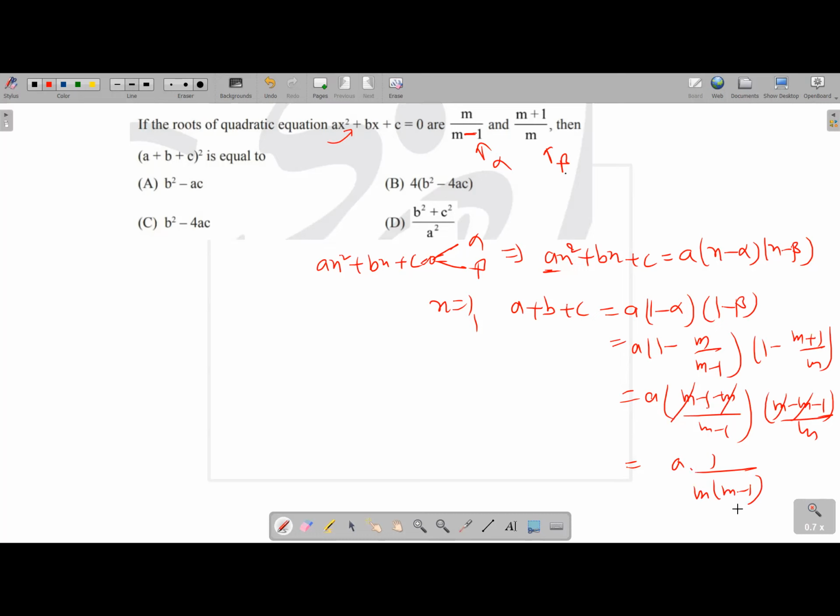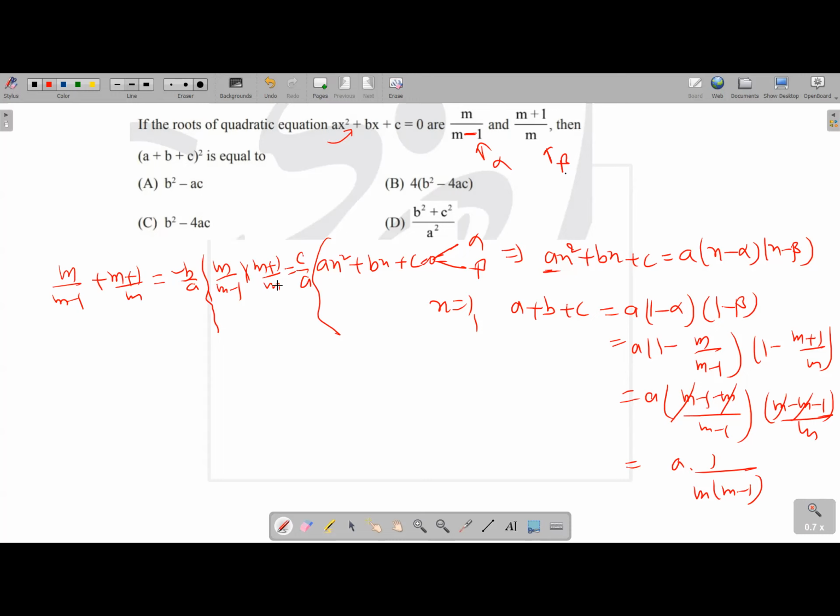Okay, now you have to find m into (m minus 1). For that, you have to take the sum of the roots and product of the roots. Sum of the roots equal to minus b by a, and product of the roots, m upon (m minus 1) into (m plus 1) upon m, equal to c by a. You have to use this thing, I guess.